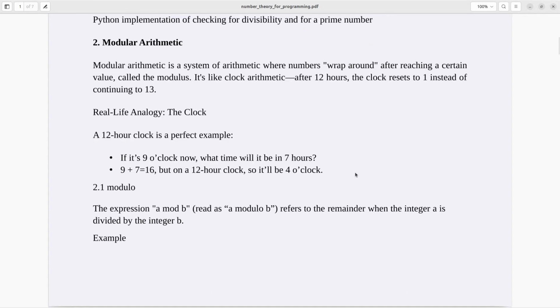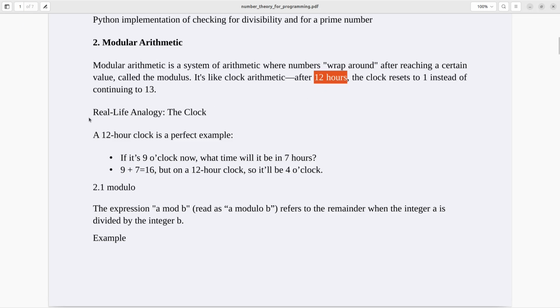Now, let's talk about another topic called modular arithmetic. Modular arithmetic is a system of arithmetic where numbers wrap around after reaching a certain value called the modulus. It is just like clock arithmetic. After 12 hours, the clock resets to 1 instead of continuing to 13. So the possible values of the clock numbers are just 1, 2, 3, 4 up to 12. It cannot go further to 13, okay?